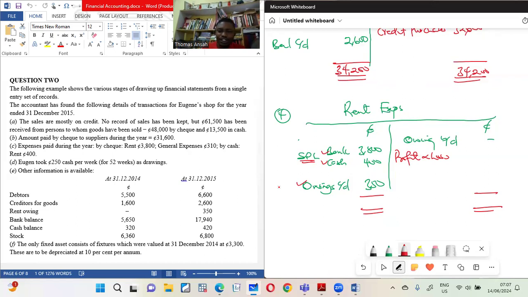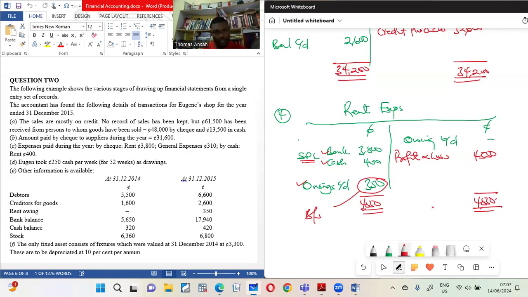Owings. So, and this owings alone will also go to our balance sheet. You remember, because we will be doing balance sheet with these closing figures. All right. So that is that. So 3,800 plus 400 plus 350, that gives me 4,550. So it means that all this thing is going to my P&L. All right, that is where you close expenses to. So now we are done.